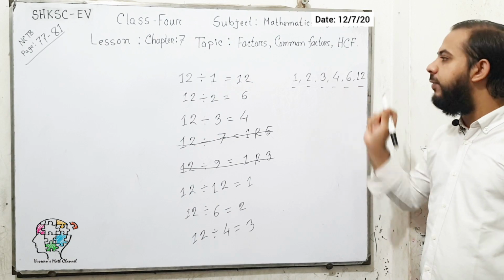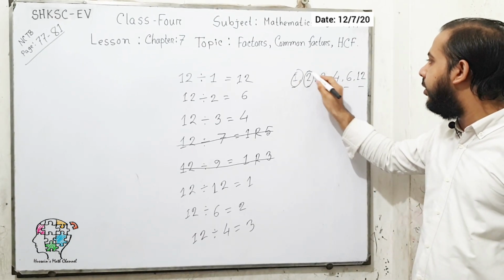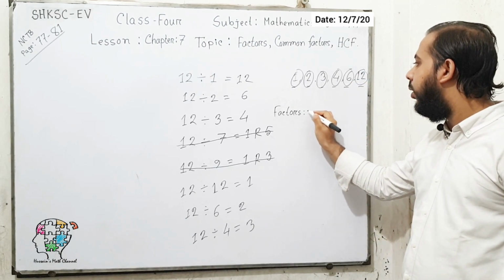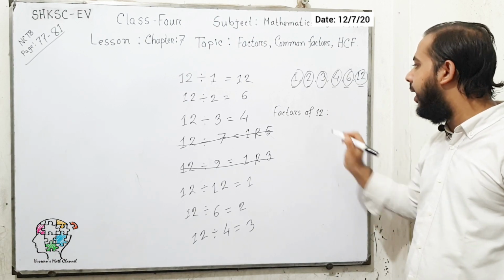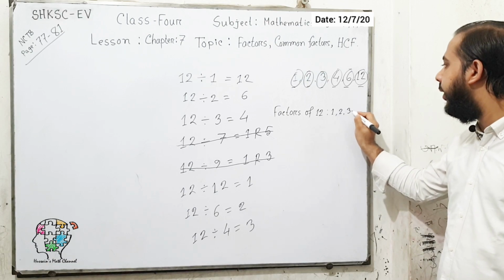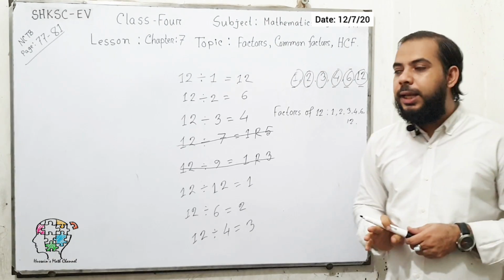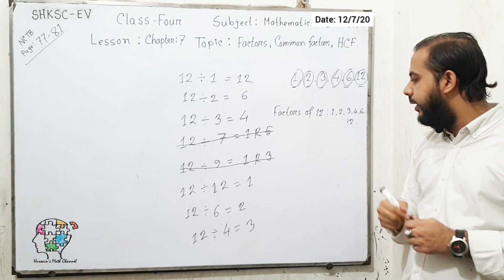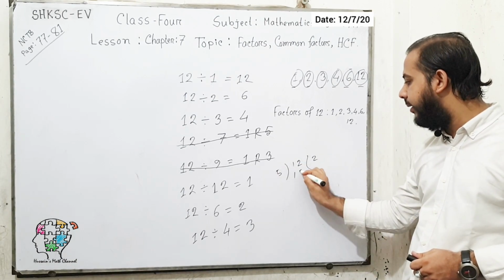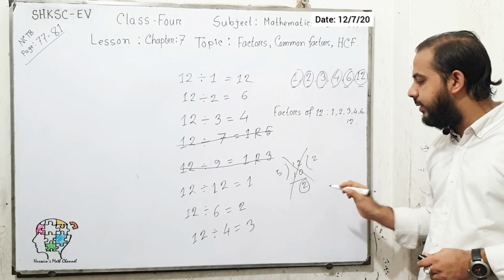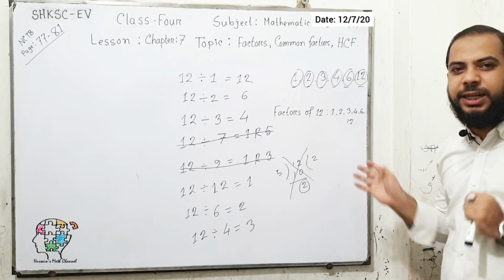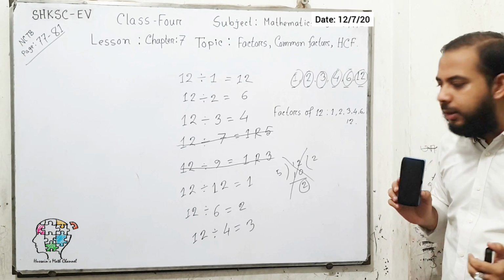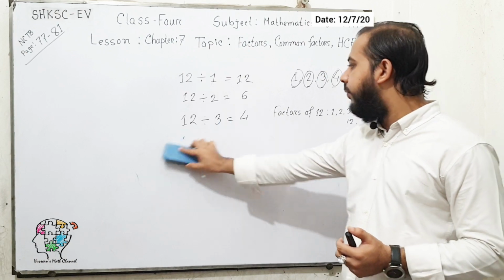So these numbers are called factors of 12. Factors of 12 are 1, 2, 3, 4, 6 and 12. That means you can divide this 12 by these numbers only. If you divide by other numbers, say 5, 12 divided by 5, 5 2s are 10, there will be a remainder. So if there is a remainder, you cannot say this is evenly divisible by 5. So that is how we can find factors of any number.